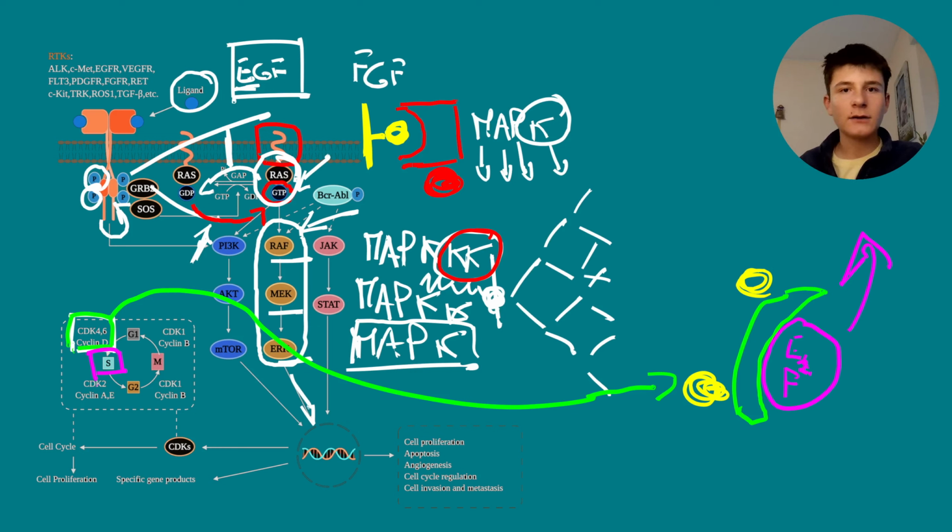Now, I hope this part is clear. This pathway is quite simple. So we have RTK, phosphorylation, GRB2, SOS, RAS, GDP to GTP, RAF, MEK, ERK, and then gene transcription regulation, etc. Now, what I told you is that this pathway is involved in some diseases, including cancer, because it's a pathway that involves growth factors, and we know that cancer tends to grow a lot.